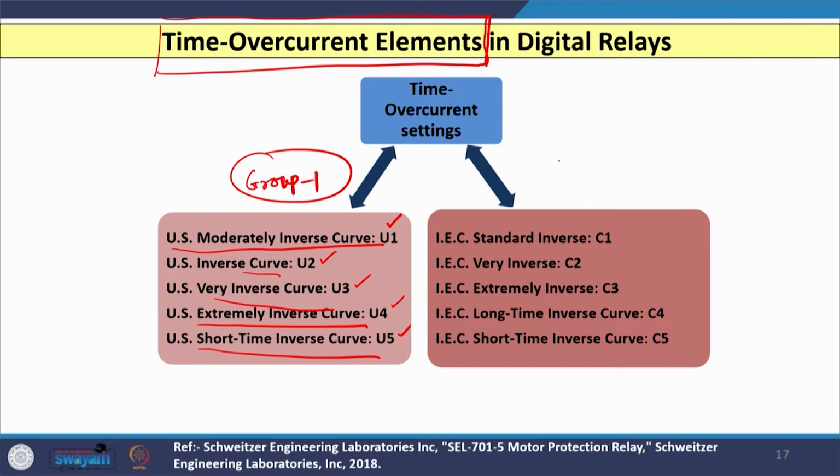The second group, group 2, contains again another 5 curves, but those are based on the IEC standard inverse characteristic, that is C1, the IEC very inverse characteristic specified as C2, the IEC extremely inverse characteristic specified as C3, the IEC long time inverse curve specified as C4 and the IEC short time inverse curve denoted as C5. So, two different groups are available. It is up to the user which group you want to select and in a particular group what type of characteristic you want to use, depending upon the application.